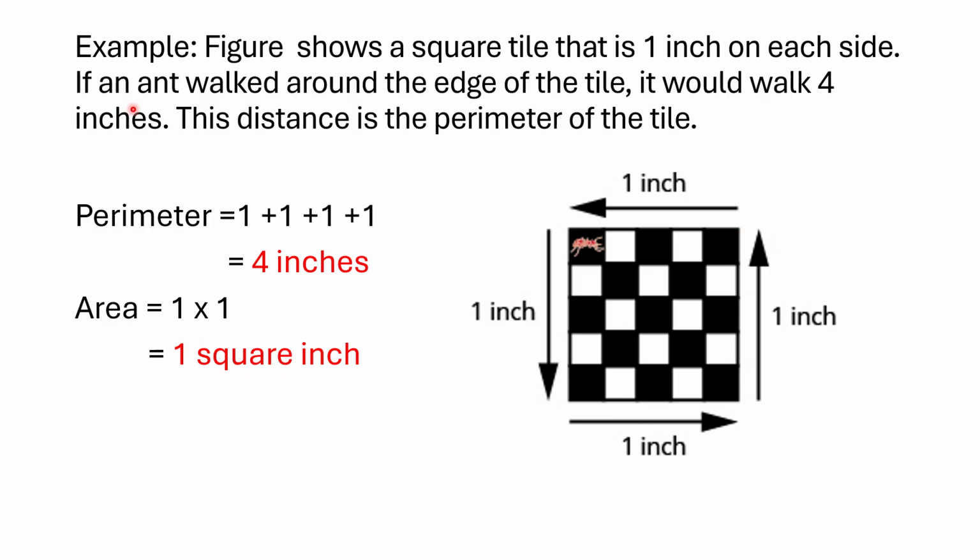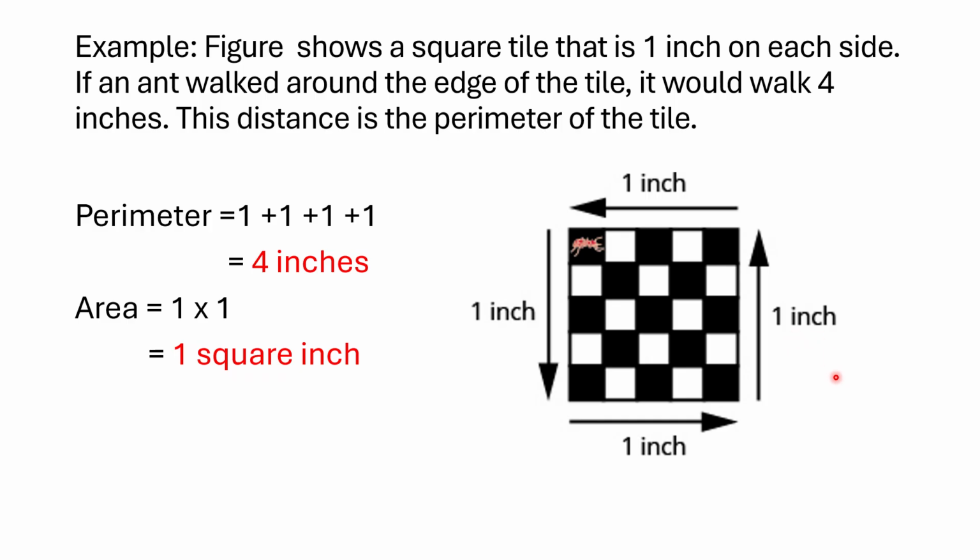Assuming that an ant walked around the edge of the tile, if it completes all the sides, then we can say that the ant walks 4 inches. This is the term that we call perimeter. This distance is the perimeter of the tile, the total distance that the ant walked. So this is what we call perimeter.